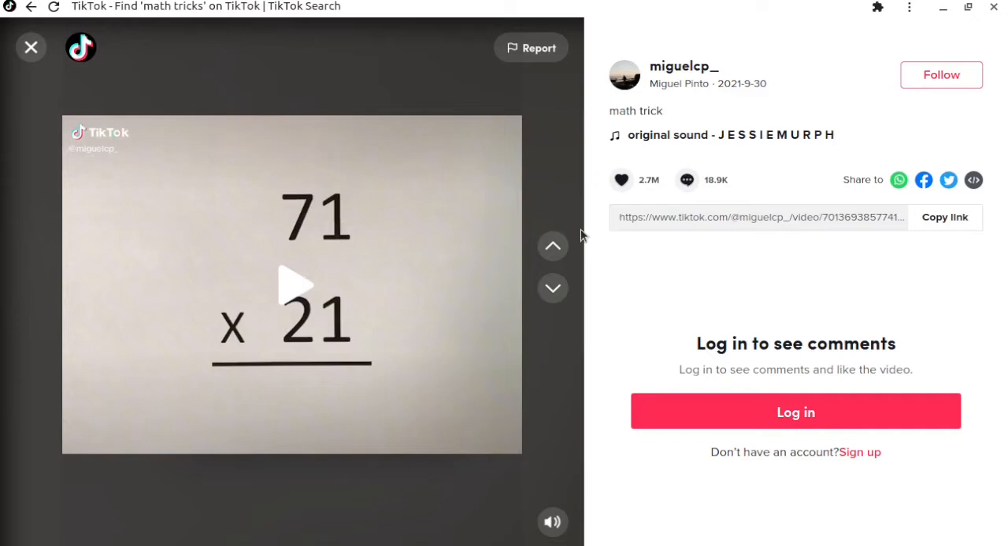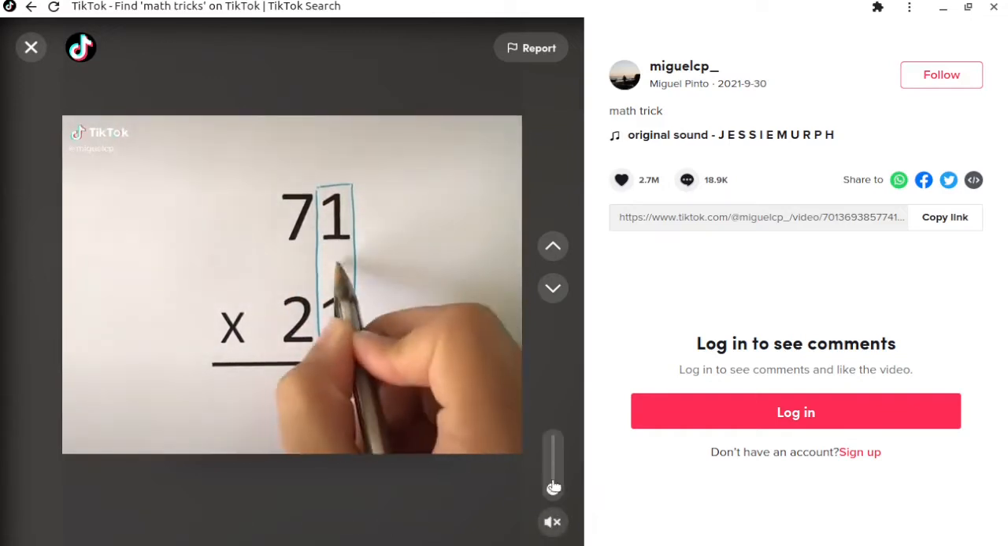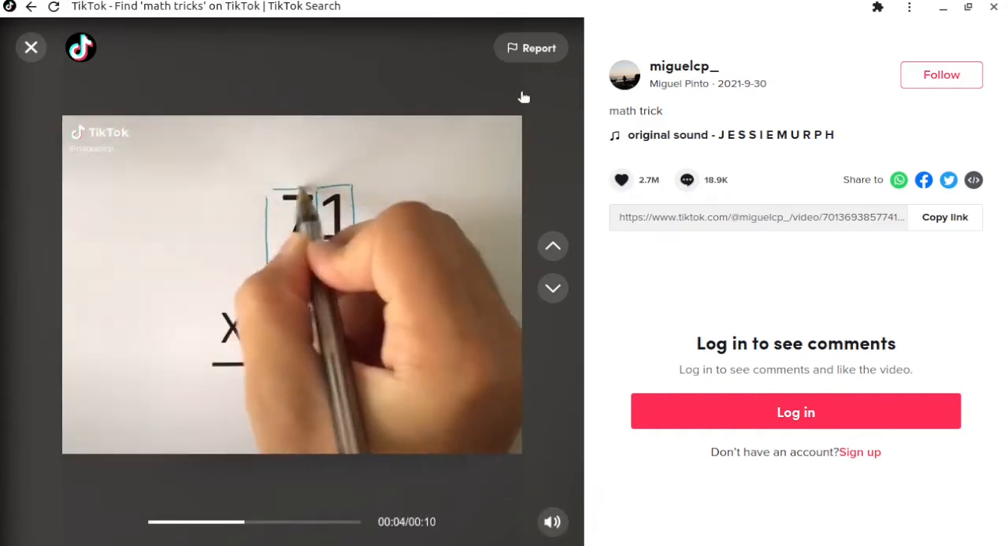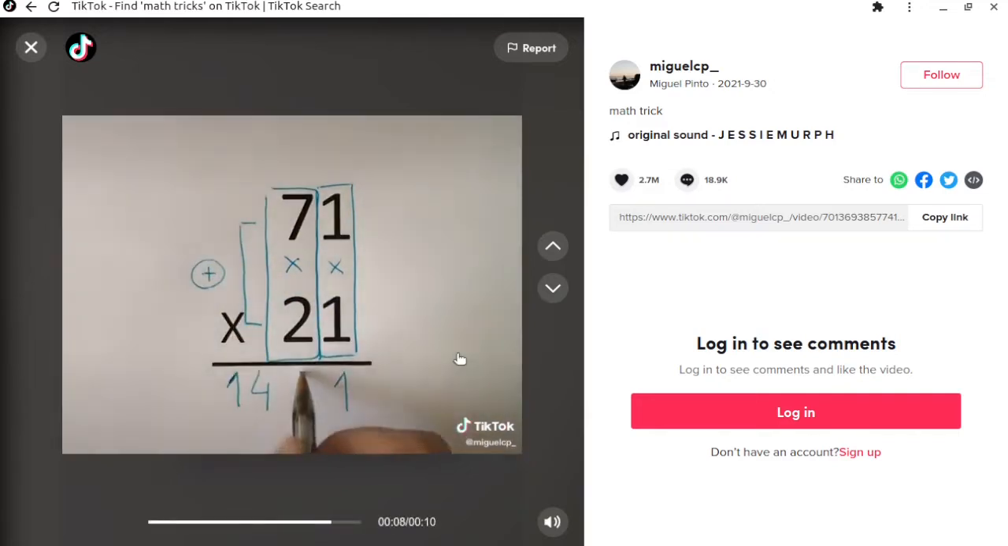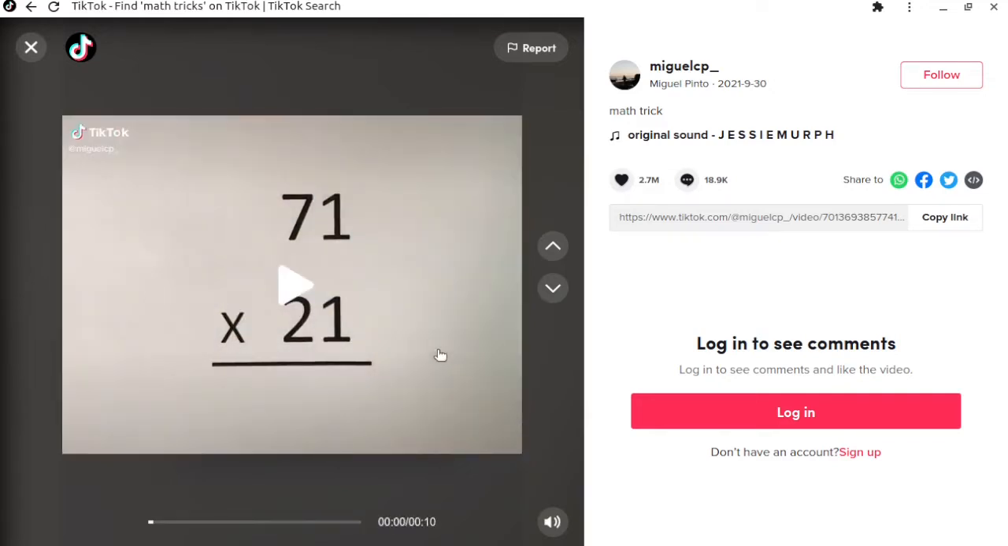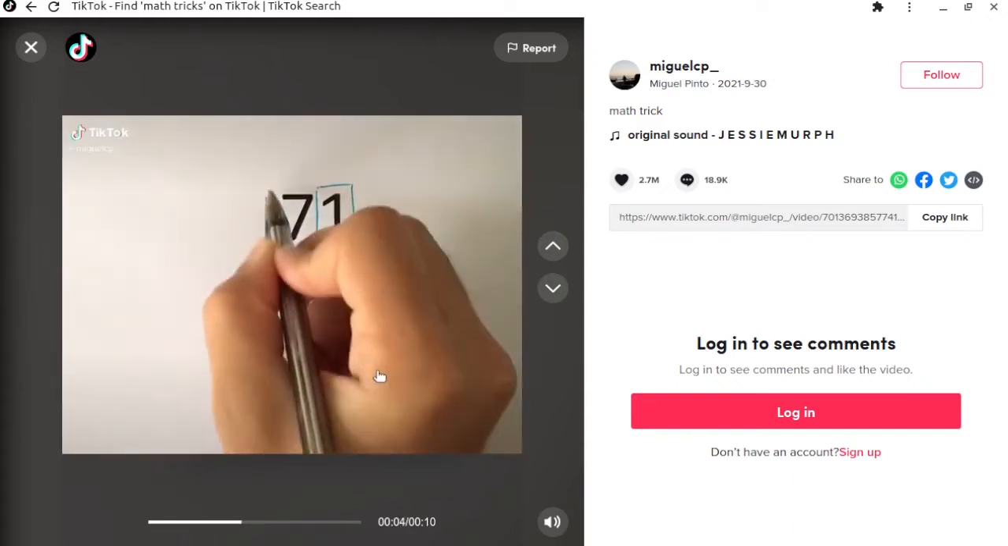Alright, moving on to TikTok number 2. This is from Miguel CP. This is matric, and it's got 2.7 million likes. That's awesome. Let's see. Okay, he's trying to multiply 71 by 21. Let's see how it's going to work out. Okay. Right, I see what he did.